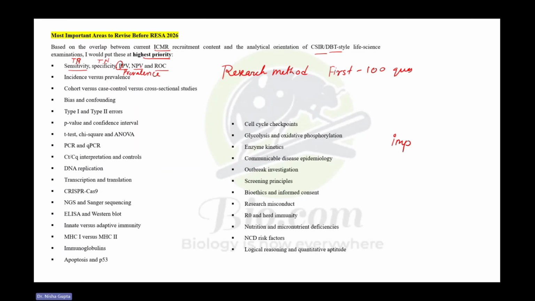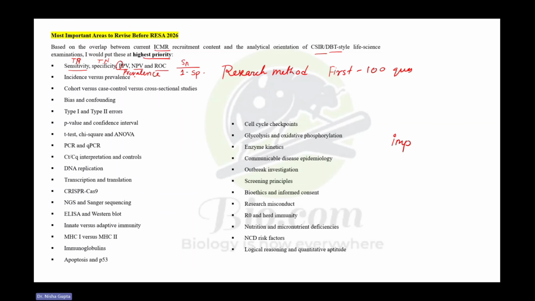On the other hand, NPV means negative predictive value. So it depends on specificity, because specificity lets us know how many patients are truly negative, like they don't have that disease, whatever you are testing. Okay. ROC is what? Sensitivity upon 1 minus specificity, right?